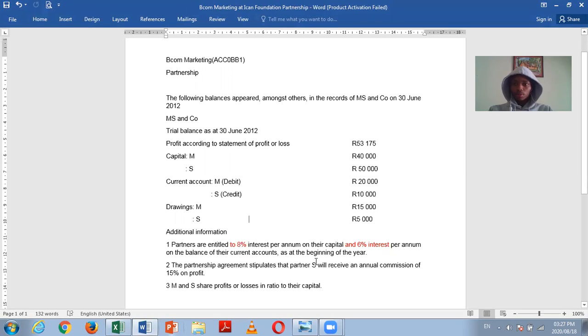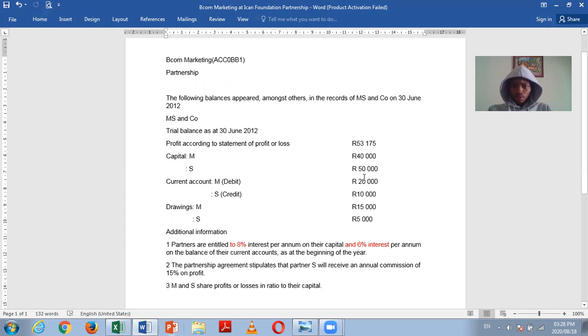Remember I told you that when the current account is debited, it's unfavorable. So it means that interest will be charged to that partner. But when the current account is credited, it's favorable, so that partner will earn the interest. So we're going to have two different journals. Let's start with M.